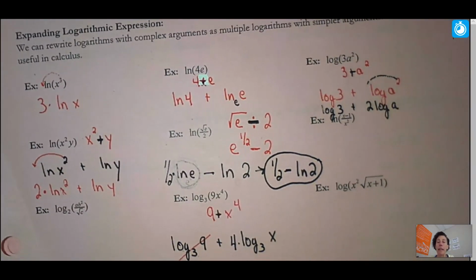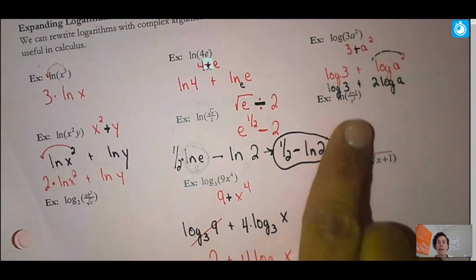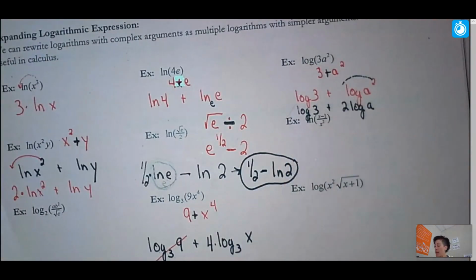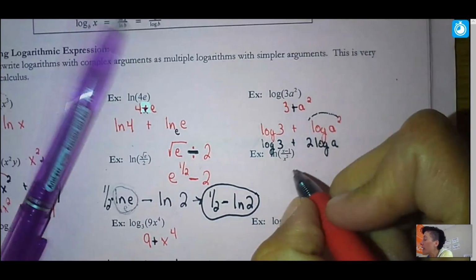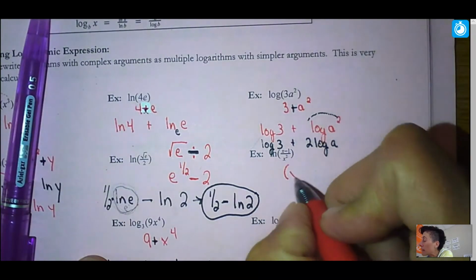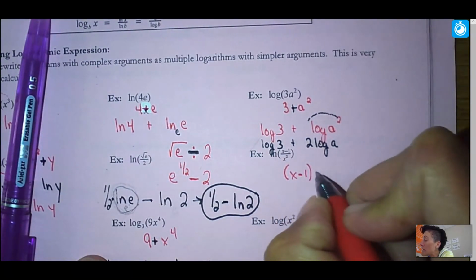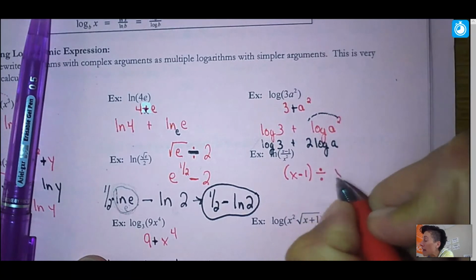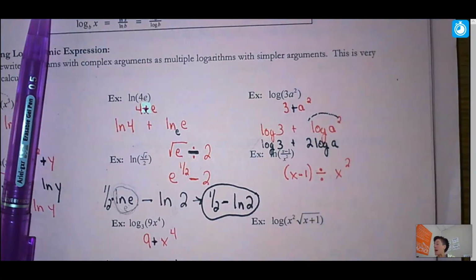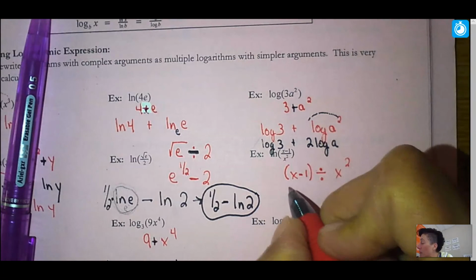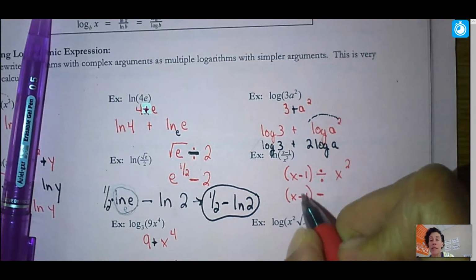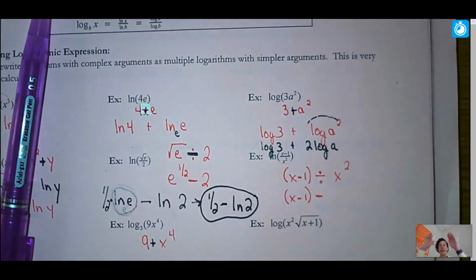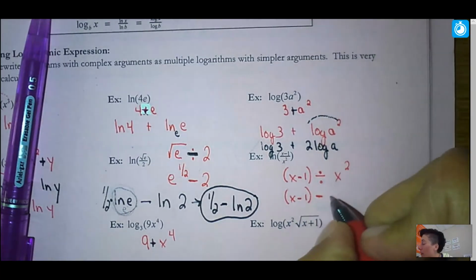All right, let's try this one now. So here I have x minus 1. All of that is divided by x squared. So what I'm going to do, and I wish there was a little bit more room, is I am going to write it out: x minus 1, all of this divided by x squared. And now that division is going to turn into subtraction signs. And I want you to think of these parentheses as subtracting what's in here, because in the end, x minus 1 will become the argument.